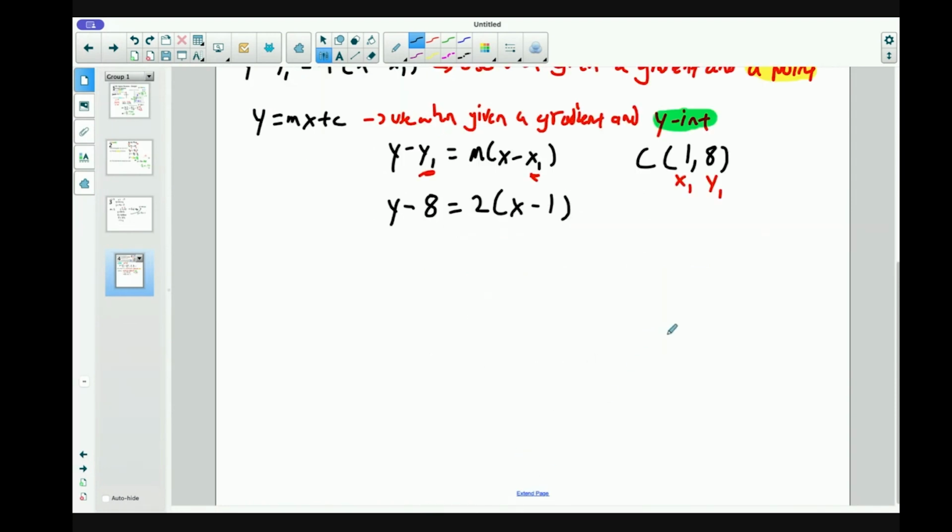So for those of you who are wondering, well, how does this work? Does this still give me the equation of a straight line? Can I turn this into y is equal to mx plus c? And the answer is absolutely yes. You don't need to write this part down, but if I were to expand my brackets here, I get 2x minus 2 on the right-hand side. And then on the left-hand side, I can simply add 8 to both sides, and I'll get 2x plus 6. And both of these are going to give me the same line.